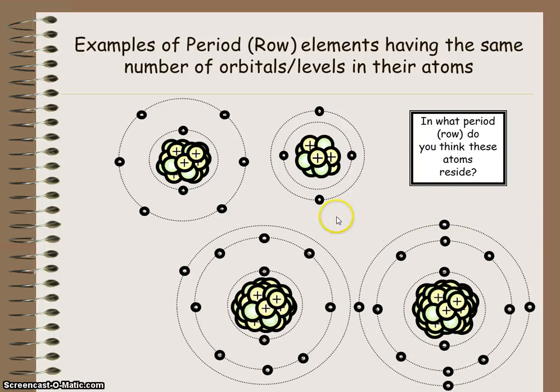So here we go. You've got these two atoms of an element. It has 1, 2 orbitals. This one has 1, 2 orbitals. So what period would these two go on? That's right, period 2. Let's count these. That's right. Each of these has 3 levels, which means they go on period 3. Absolutely.